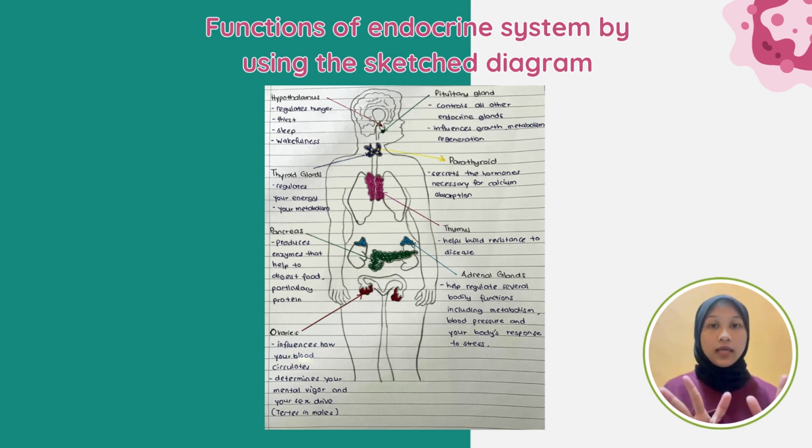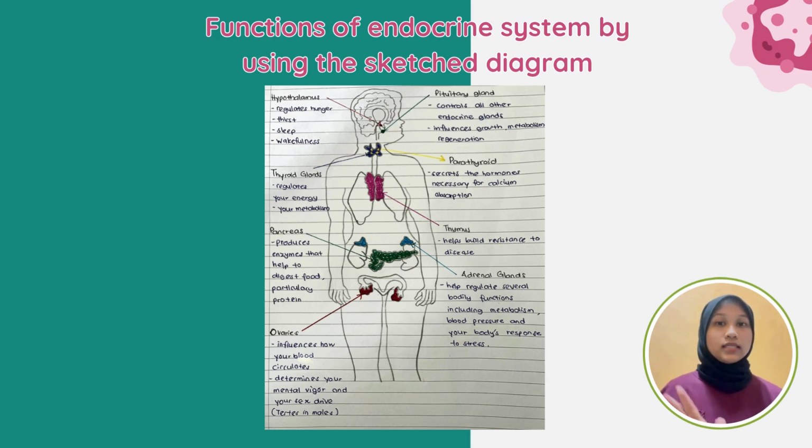They have 8 parts in our body. The first one is the hypothalamus. The function of the hypothalamus is to regulate hunger, thirst, sleep, and wakefulness. Second is the thyroid gland. It regulates your energy and your metabolism. Third is the pancreas. The pancreas produces enzymes that help to digest food, particularly protein.